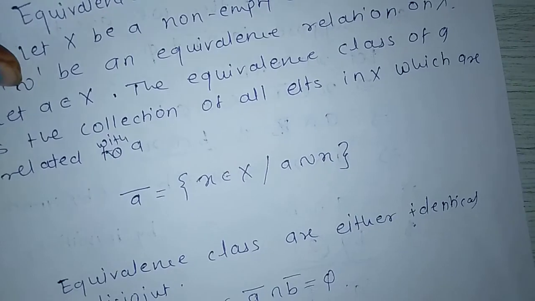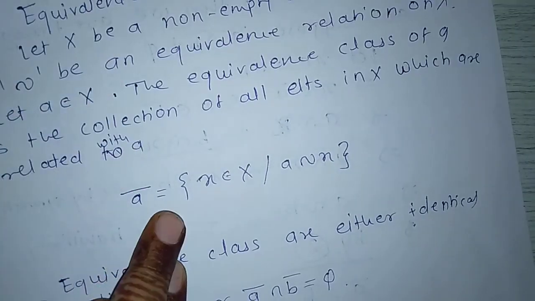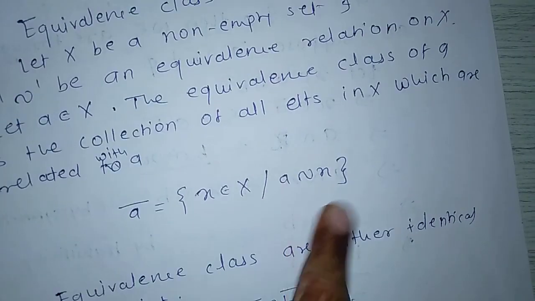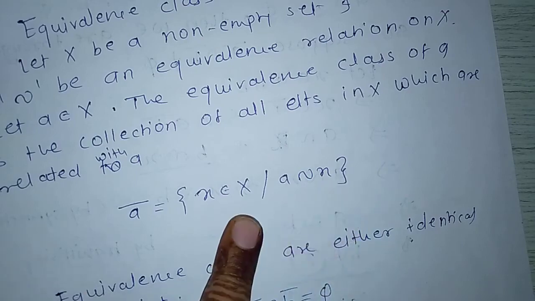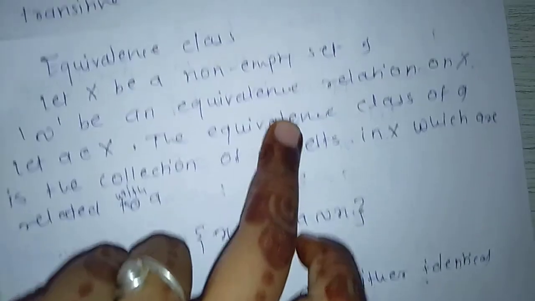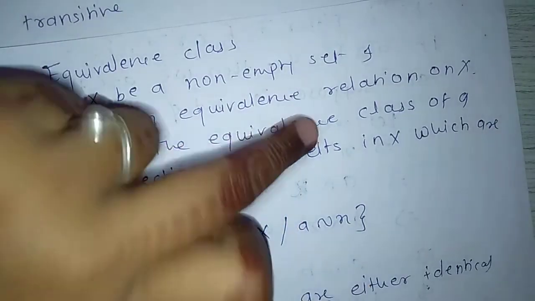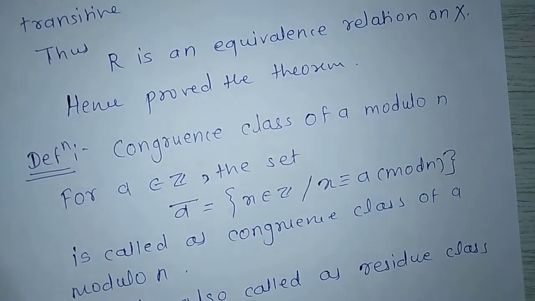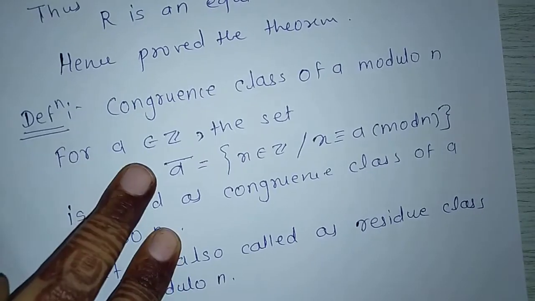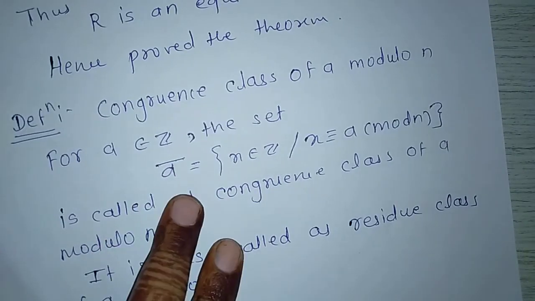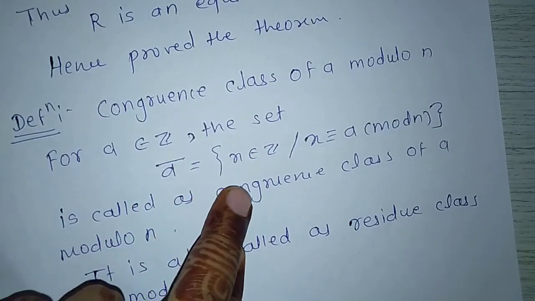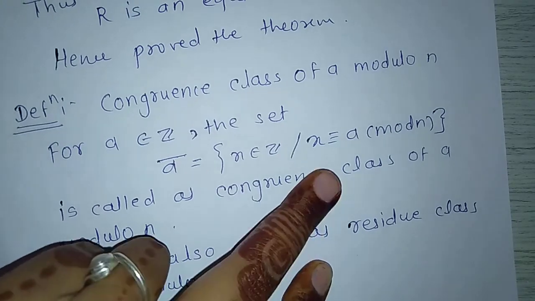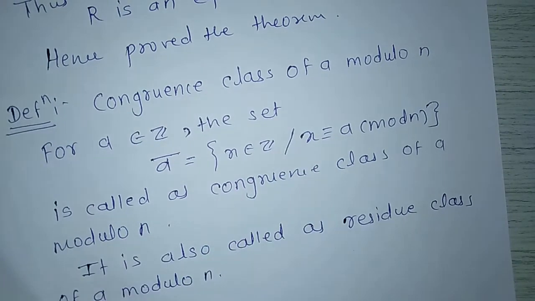In equivalence class, a bar equal to x belongs to X such that a relates to x, where X is a non-empty set and tilde is an equivalence relation on X. But in congruence class of a modulo n, here a belongs to Z, and the set a bar equal to set of x belongs to Z such that x is congruent to a modulo n.